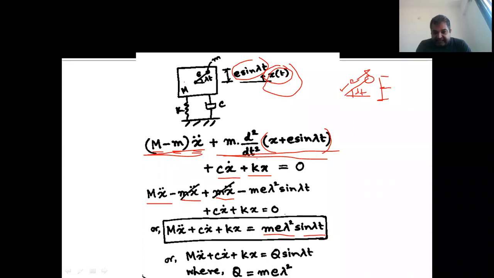So if I take this value as a q, suppose I am assuming this as a q because it is a constant value, or it is the amplitude of this sine term or a harmonic term. So if I assume this as a q, then this equation will be q sine lambda t, where I am taking q is equal to m e lambda square.